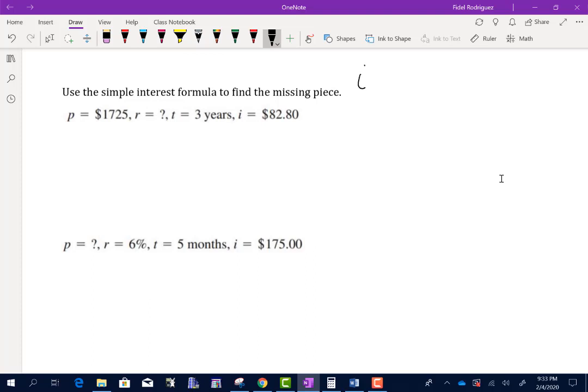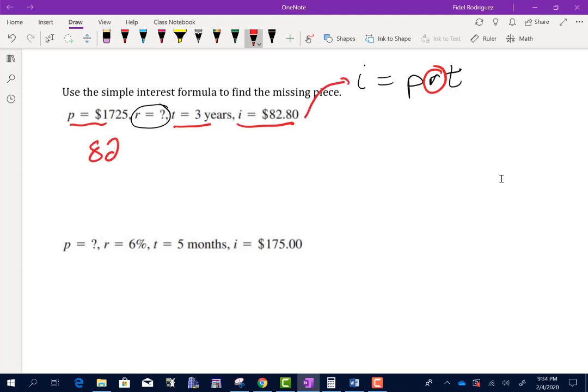So remember, my interest formula is I equals P times R times T. If you notice in this problem, the one that we're missing is the R. Okay. So here's the I, here's the P, and here's the T. So where the letter I used to be, I'm going to write the number $82.80. The P is going to be my $17.25, okay, times R, because I don't know what that is. My T is going to be 3.